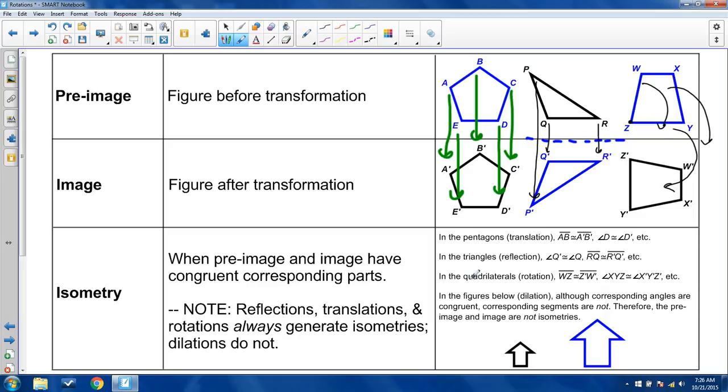It's not true, though, for what's called a dilation. That's another kind of transformation. Although corresponding angles might be congruent with these two arrows here, you can see that clearly sizes have changed from one to the next. These are not congruent to each other. Even though I'm marking congruent marks, I'm just indicating where they are. These are no longer congruent to one another. So dilations are not isometries, while translations, reflections, and rotations are.